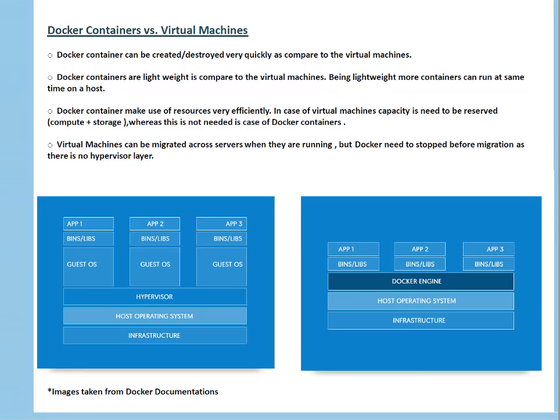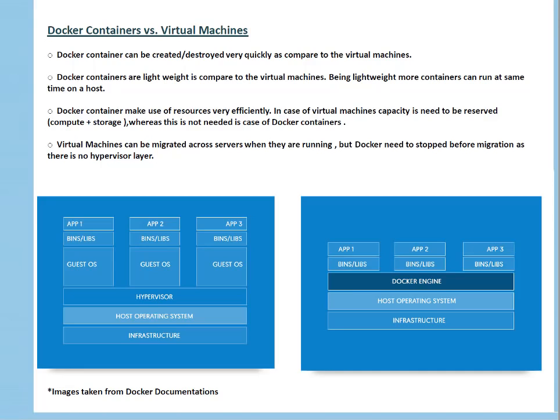In the case of virtual machines, capacity needs to be reserved. If you remember, whenever we create a VMware virtual machine, for example, we allocate 2 CPUs and 4 GB RAM; something we are reserving, right? But in the case of Docker, that's not a constraint. So that's again a benefit of Docker.